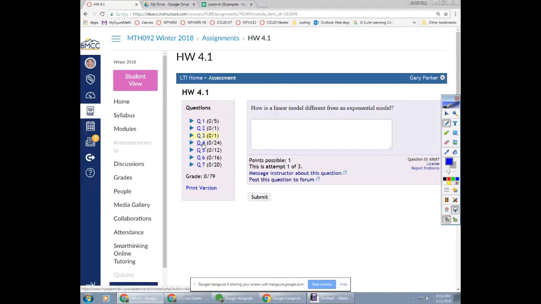I had a question about that. How is linear different from exponential? So we went over that yesterday. Yeah, so an exponential model has a relative growth rate. A linear has what? It's absolute. So it has a constant slope, which is an absolute change. It's always the same amount. Whereas exponential, it's a percent change. Those are the big differences.